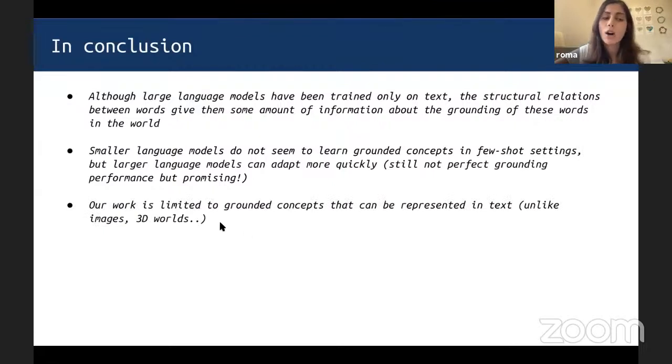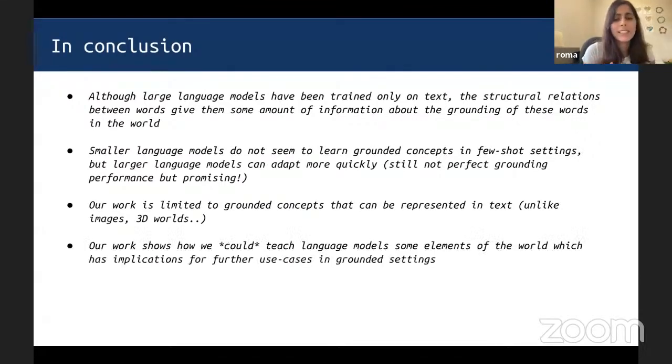It's worth noting an obvious limitation: given that we're working with language models that have been trained only on text and can have only text inputs, our work is limited to grounded concepts that can be represented in text. For example, the worlds that we saw with the spatial directions or RGB codes of colors. This means that we could never do anything with images or 3D worlds or other dense representations that we wanted to give as input to the model.